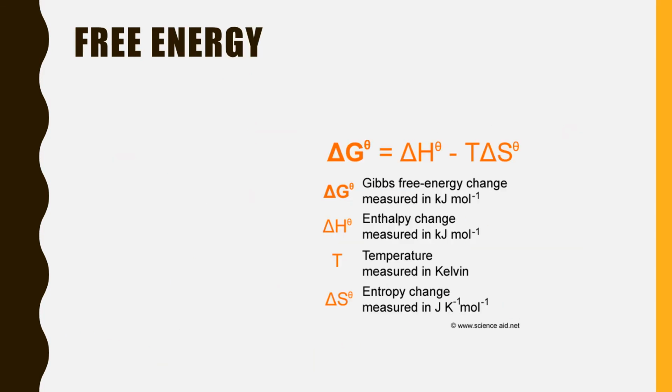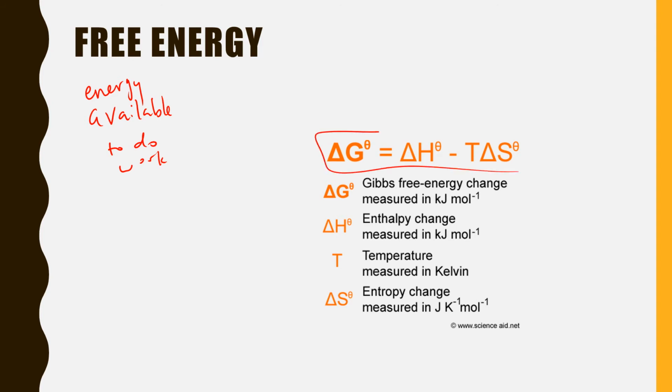Now looking at free energy. Free energy is defined as the energy available to do work. So energy available to do work. How we find Gibbs free energy, there's lots of different equations. We learned 2 in electrochem, but this is the one we most widely use in thermochemistry. Delta G equals delta H minus T delta S. Delta G is measured in kilojoules per mole. Delta H is also measured in kilojoules per mole.